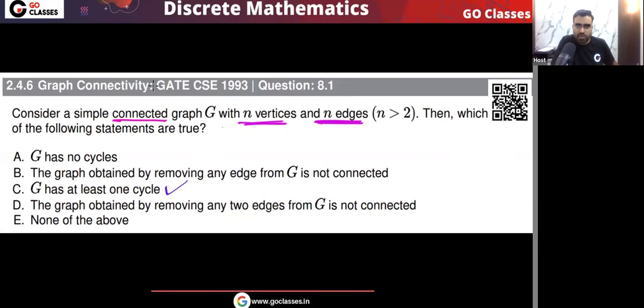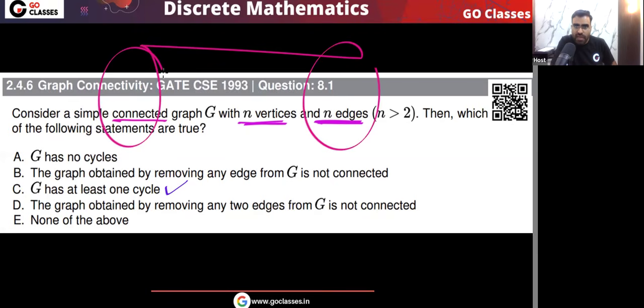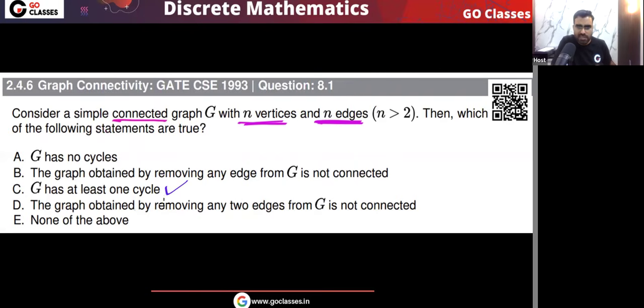This is definitely correct because a connected graph with n edges means there is a cycle. Connected graph with n edges will be cyclic, so there will be at least one cycle. That is correct. Also, let's see option A. Is it necessary to be true? This is saying G has no cycle. This is never true, because a connected graph with n edges will definitely have a cycle.